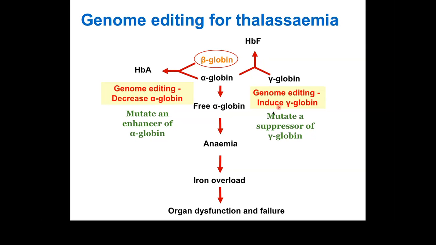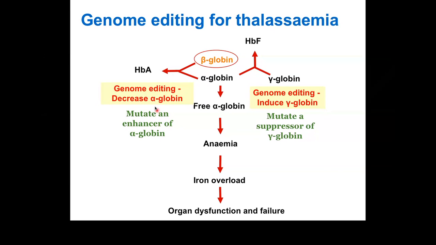One approach which has progressed to clinical trials is the induction of gamma globin, or induction of fetal hemoglobin, by mutating the suppressor gene of gamma globin. So the principle here is to, using genome editing, as you saw in the video, mutate a suppressor gene which suppresses gamma globin. So when you mutate that gene, the gamma globin will not be suppressed, so gamma globin will be synthesized. So you will have plenty of hemoglobin F to counteract the absence of hemoglobin A.